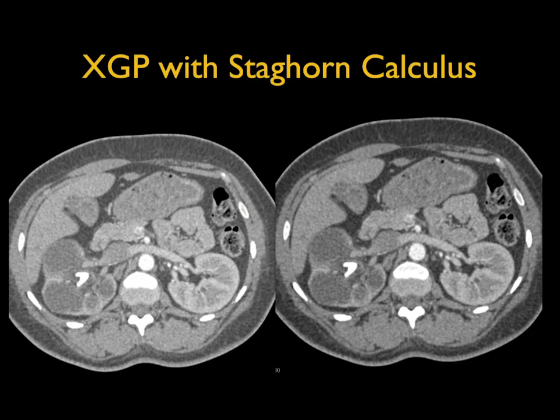I mentioned before we'd look at some unique entities, and one of the most classic is XGP, xanthogranulomatous pyelonephritis. Typical presentation, if you close your eyes: a large kidney, poor or no function, large staghorn calculus, and markedly dilated calyces that look cyst-like, really impressive.